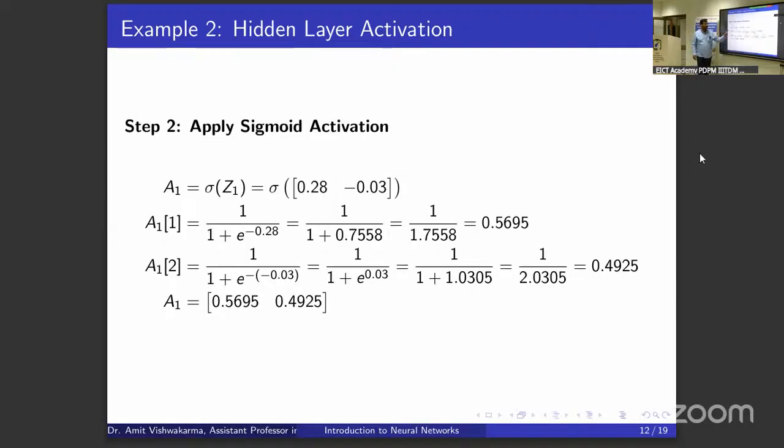Okay. So A11 is 0.5695, A12 is 0.49. And remember, if Z1 is two-dimensional, and you apply sigma, the output will also be two-dimensional, right? Any doubt on this? Corresponding to 0.28, we obtain this value. Corresponding to 0.3, we obtain this. Clear now? Okay, so this is A1.